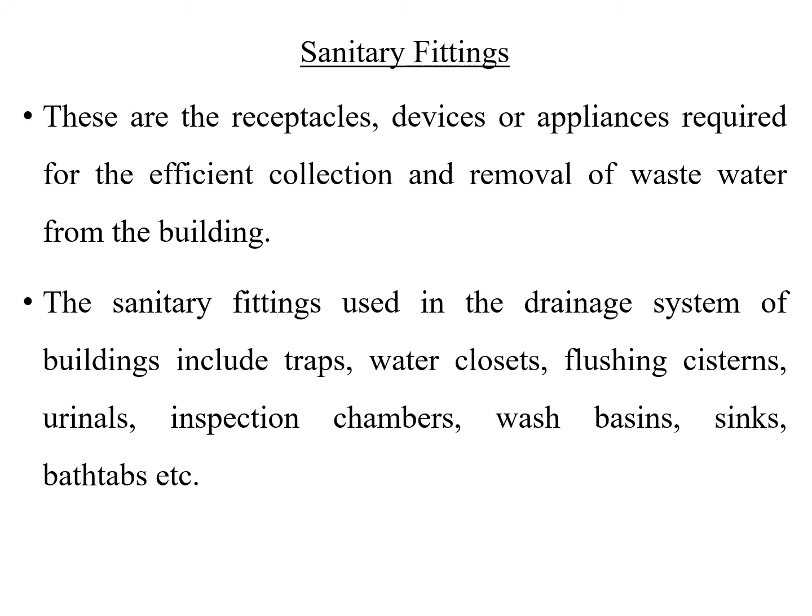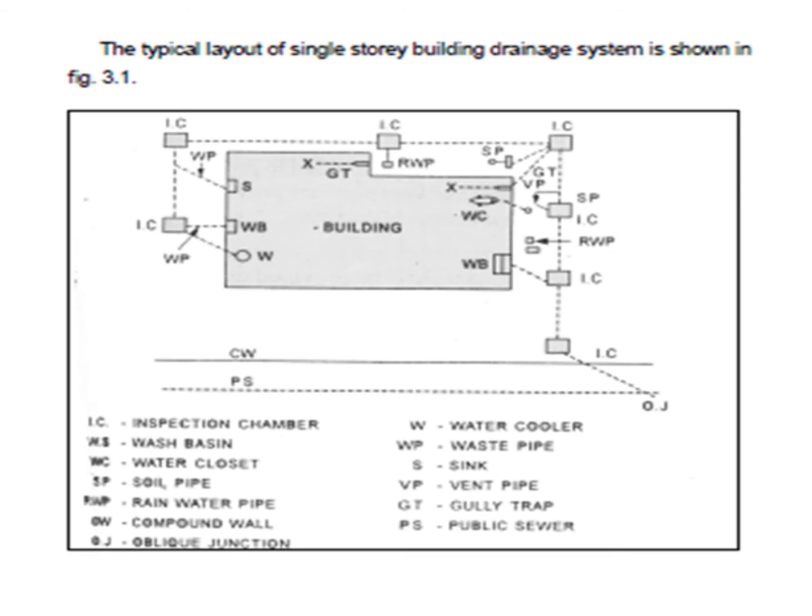Next, something about sanitary fittings. These are the receptacles and devices required for efficient collection and removal of wastewater from the buildings. Sanitary fittings used in the drainage system of buildings include traps, water closets, flushing systems, urinals, inspection chambers, wash basins, sinks and bathtubs, etc. This is then again the simple layout of my single-story residential building for the drainage systems.